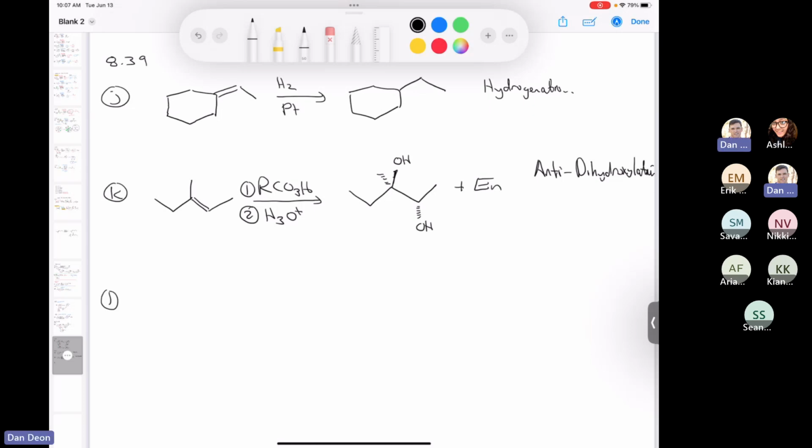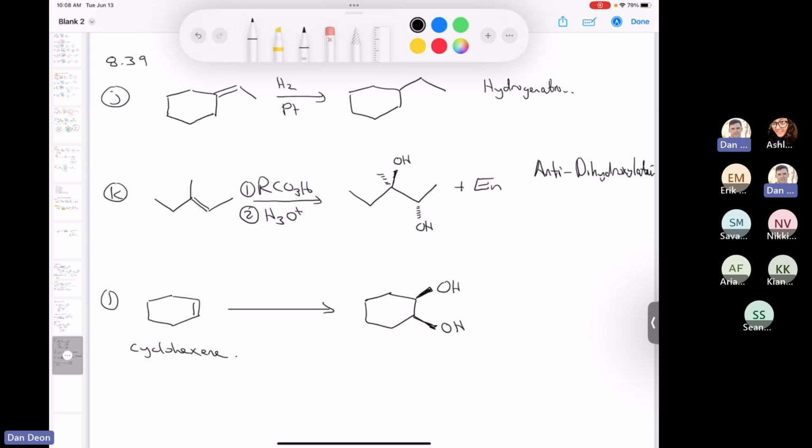For L, we have cyclohexene. So this compound is called not hexane, but cyclohexene. And we want to make a syn addition, syn dihydroxylation. So we want to put one hydroxyl up here and one hydroxyl up here. I told you this. So this is a meso compound.